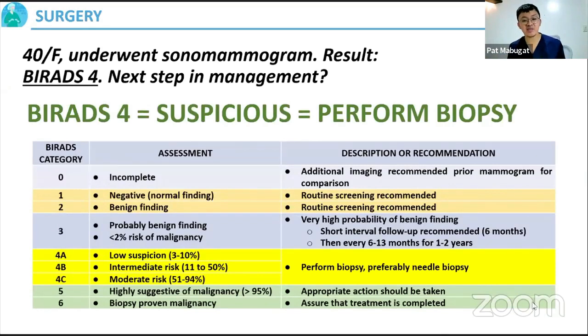5, highly suggestive of malignancy, appropriate actions: you do biopsy, prepare the patient for surgery. And 6, that's already biopsy proven. So you proceed with your next workup or with your next management. Either neoadjuvant chemo or you need to do surgery.